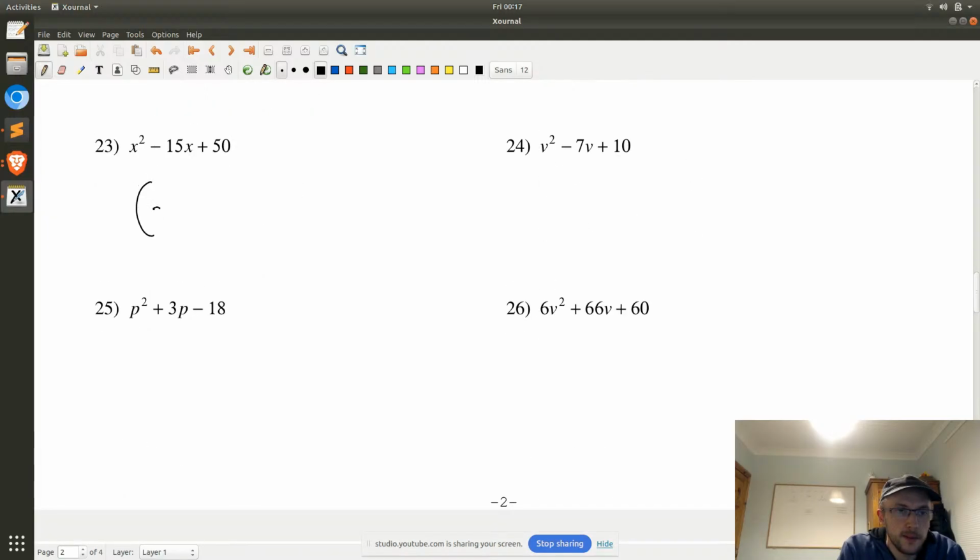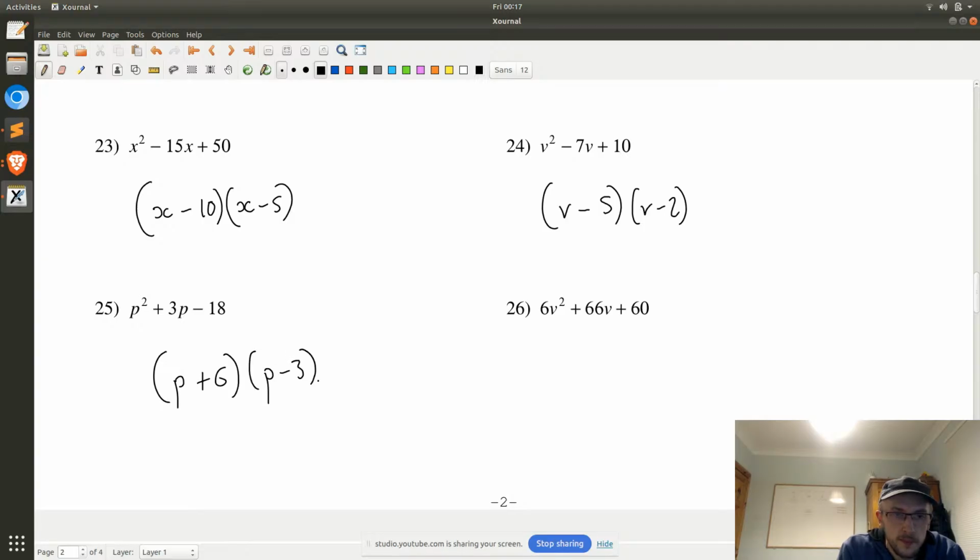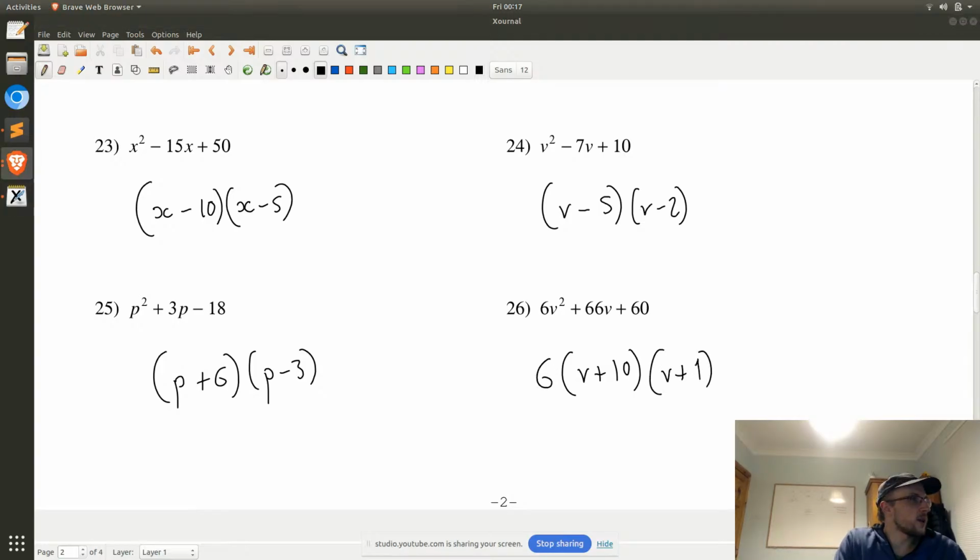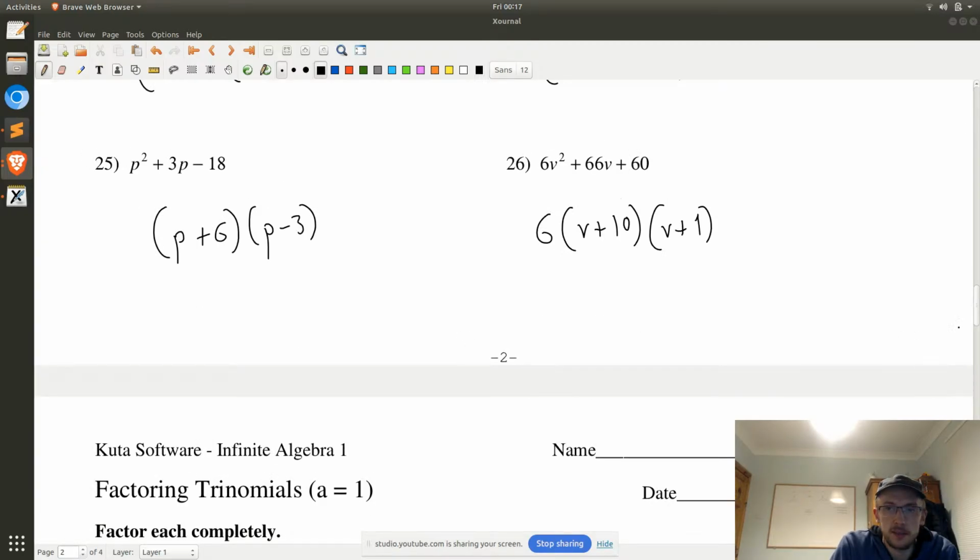And here, and here, and finally here, factor out 6, we get v squared add 11v add 10. What a delight. I absolutely love that. But I must check. Everything must be checked. Not a single stone unturned.